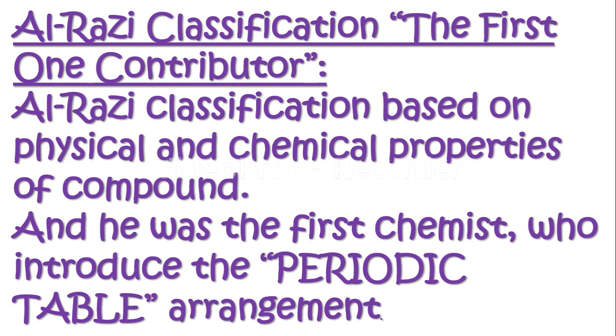He was the first scientist who noticed the need for arrangement of elements in proper sequence, because a lot of elements were discovered with the passage of time, and he felt the need that elements must be in a proper sequence. So he made the first contribution with the arrangement of elements on the basis of physical and chemical properties. Understand?